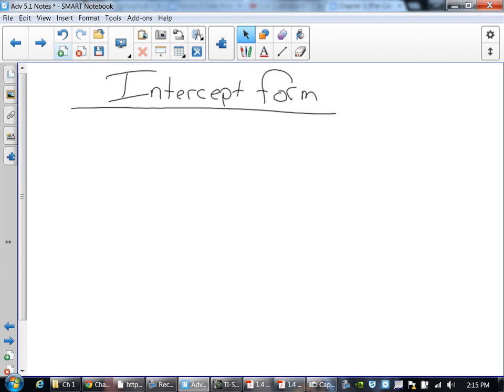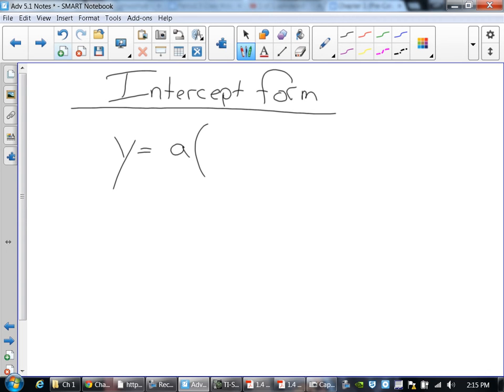And this one looks a little bit different. I don't know if you've seen it written out like this before. Intercept form deals with the zeros of a function. We'll talk about that here in a second. You get this: y equals a(x minus p)(x minus q).